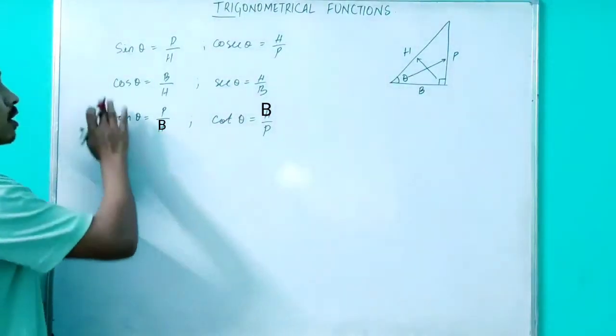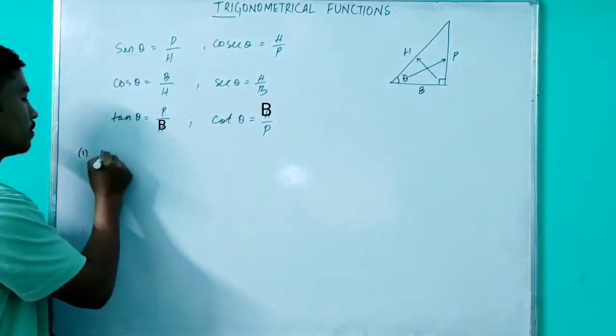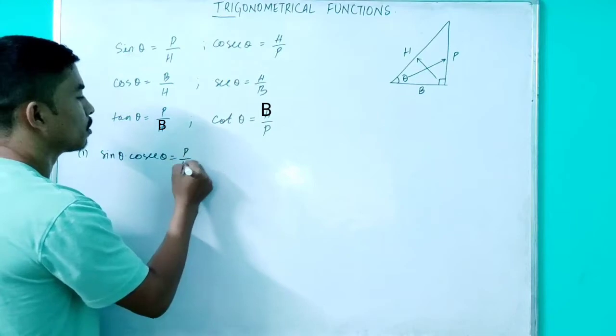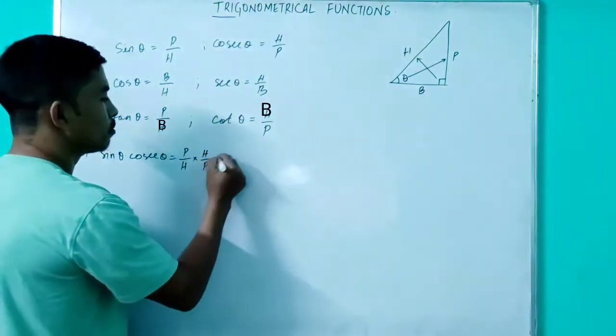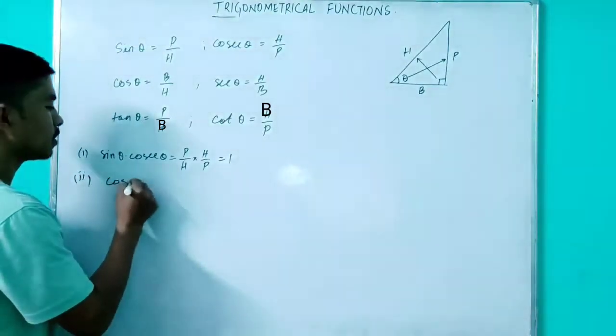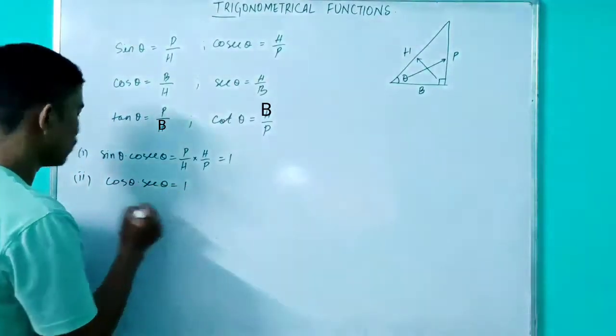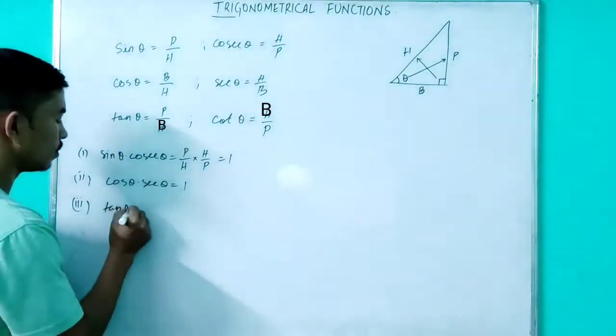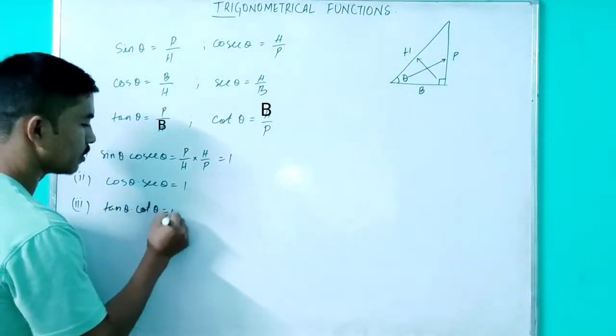Thus the first basic formula we have is the reciprocal relation. If I multiply sine theta into cosec theta, how much will I get? It is perpendicular by hypotenuse into hypotenuse by perpendicular, which equals 1. Similarly, if I multiply cos theta into sec theta, that will also give me 1. And the third one is, if I multiply tan theta with cot theta, that also gives 1.